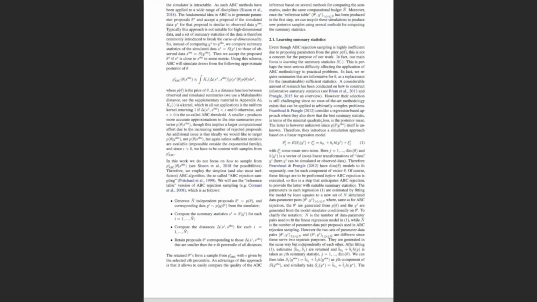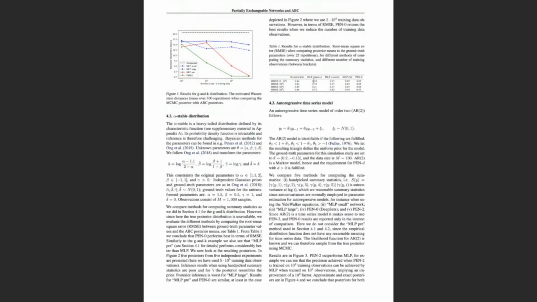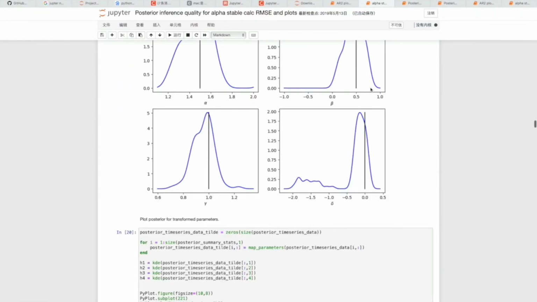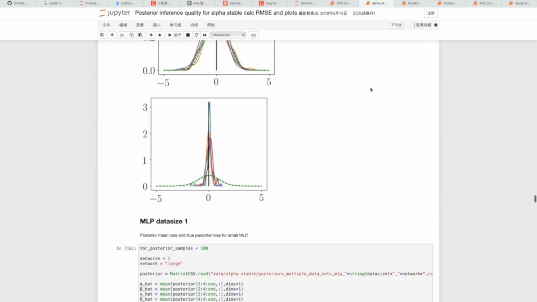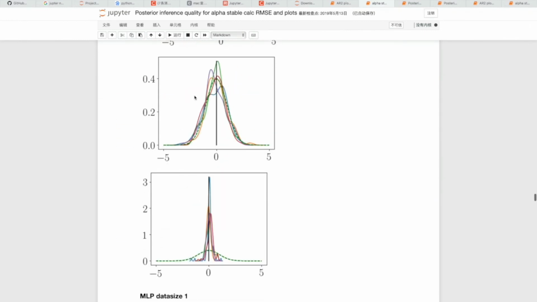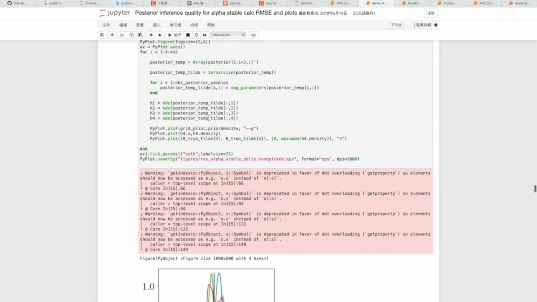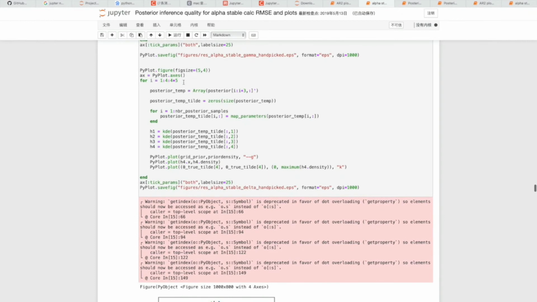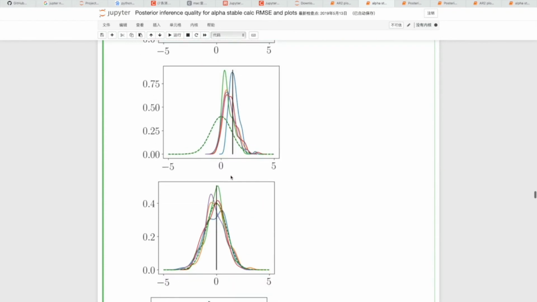This code is for this part, for the alpha stable distribution. Okay, and they also run the code and get results like this, which they put in the paper. This also has no technical part, just using a for loop to plot a full graph.